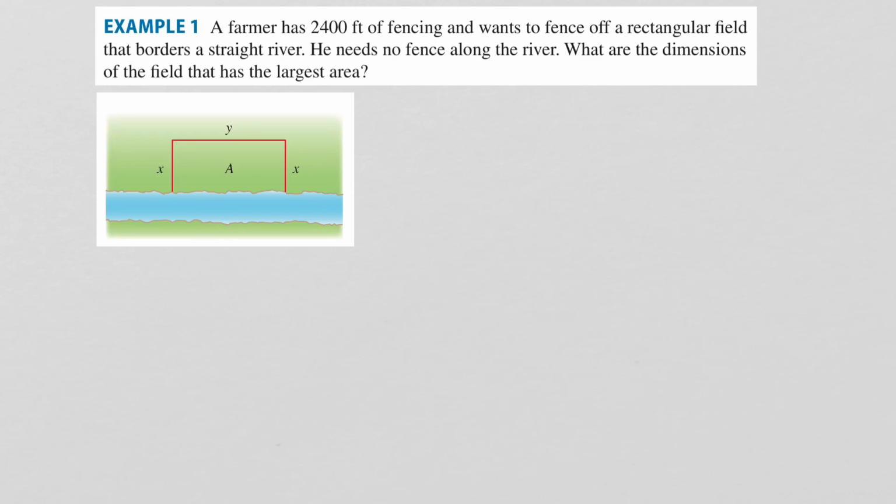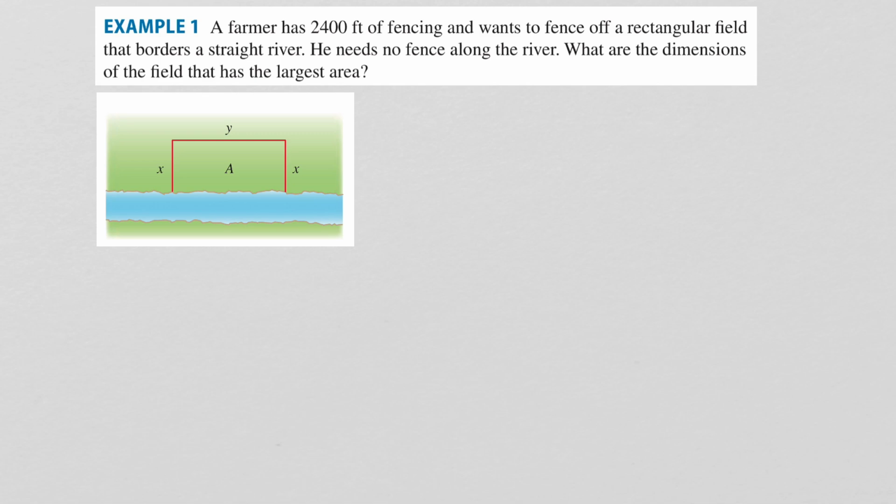Here it says a farmer has 2,400 feet of fencing and wants to fence off a rectangular field that borders a straight river. He needs no fence along the river. What are the dimensions of the field that has the largest area?